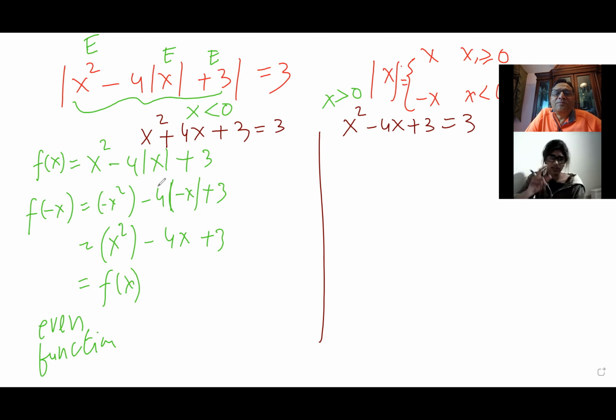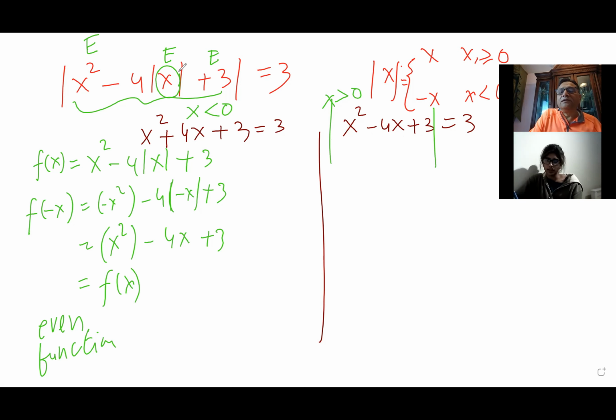Wait, just a quick thing before you move on. If it was an odd function, would the result be minus f of x? Yes. Okay, cool. So now we are only solving for x greater than 0, so our equation is x squared minus 4x plus 3 equals 3. You get the idea? I've already opened up the absolute value part of this question. Otherwise, it was very complicated.